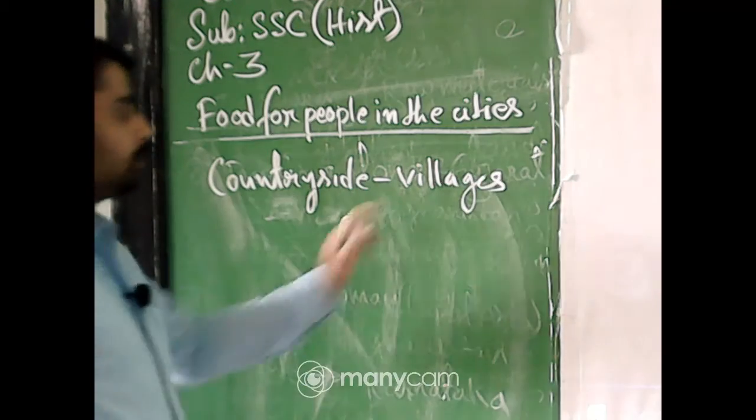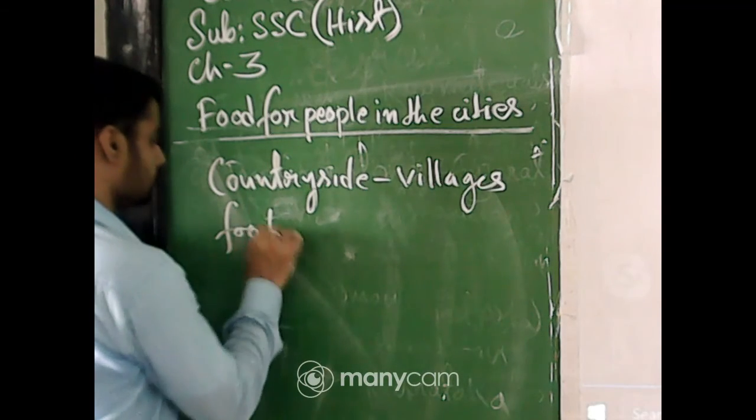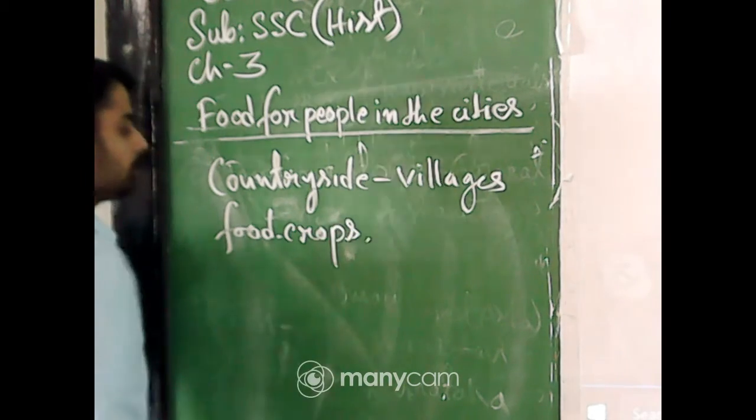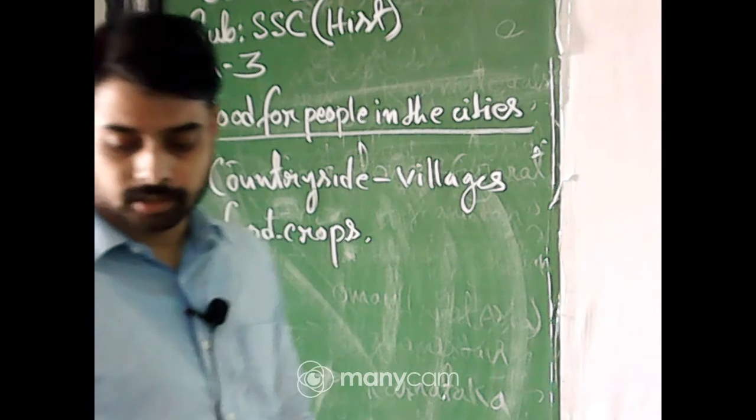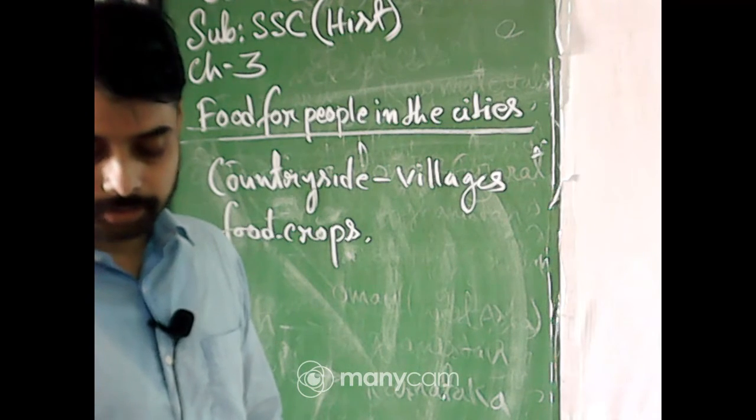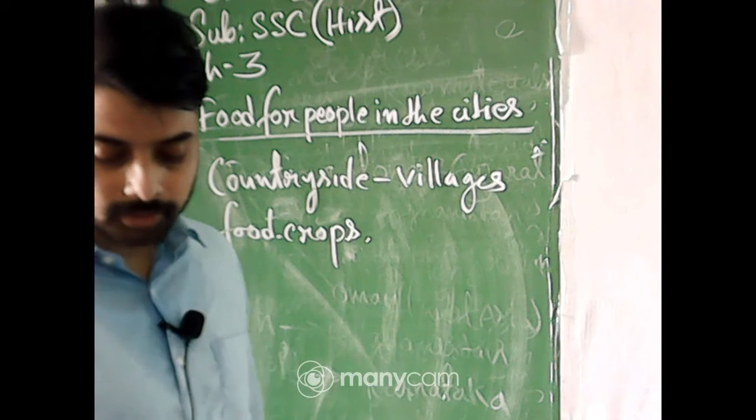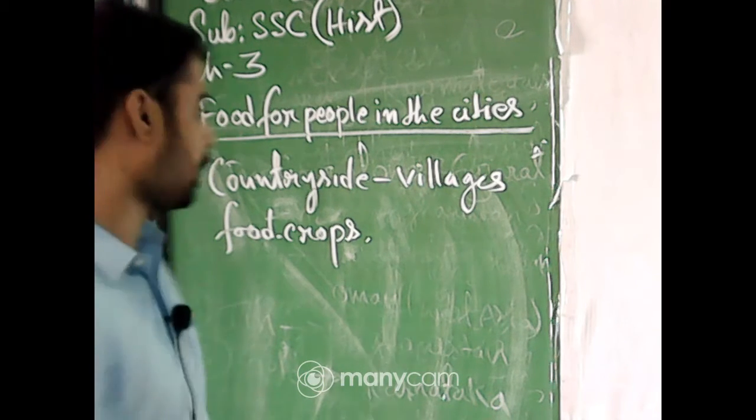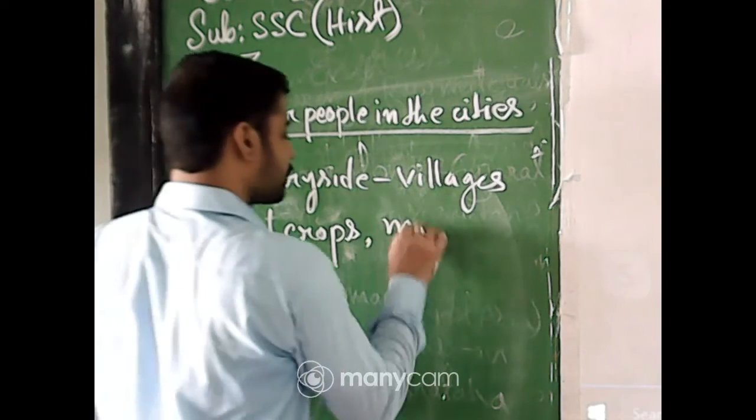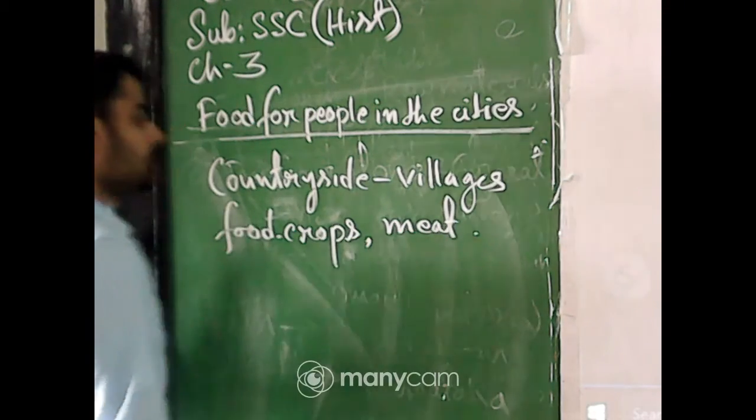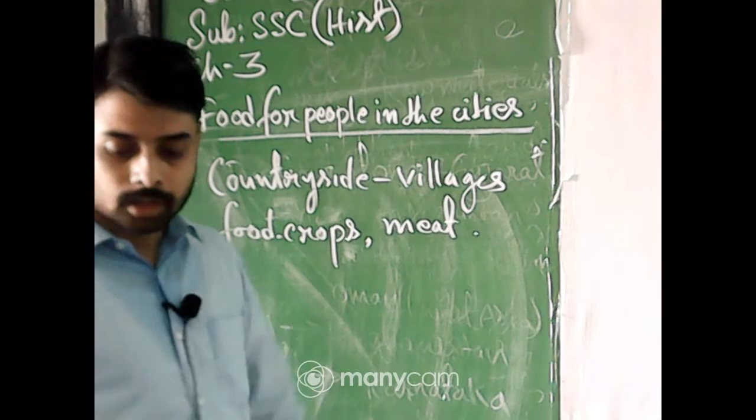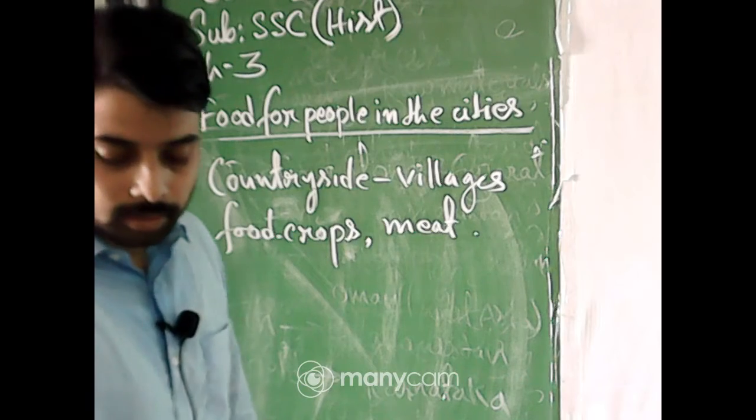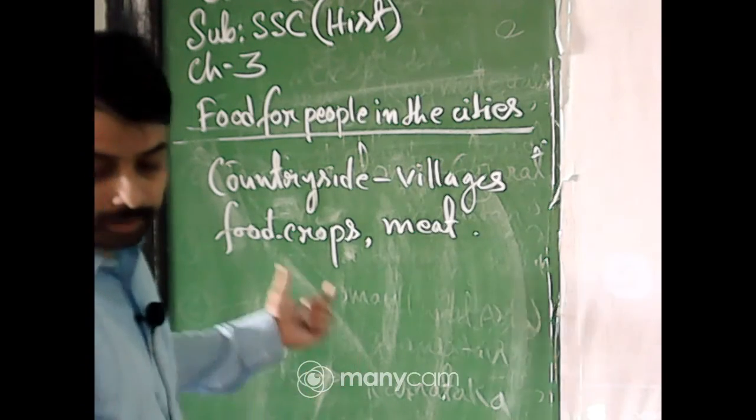So all the foodstuffs, food crops, came from the countryside, and these farmers and herders supplied food and crops to the people, and also meat. From the animals, the meat they also provided to the cities, and fish also. And who enjoyed these things, like the craftspersons?